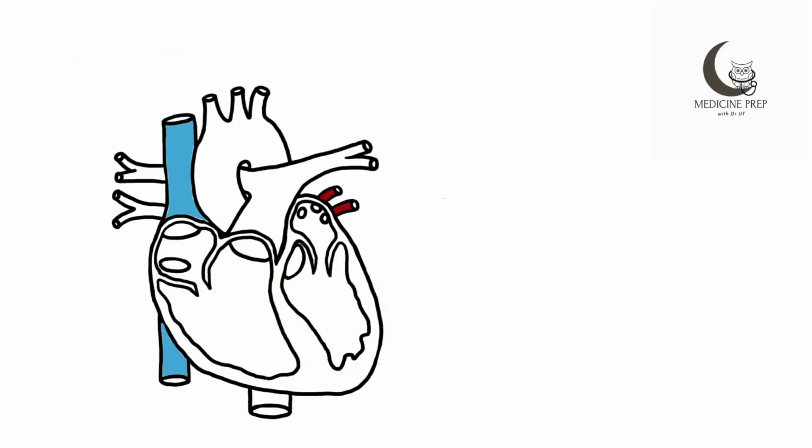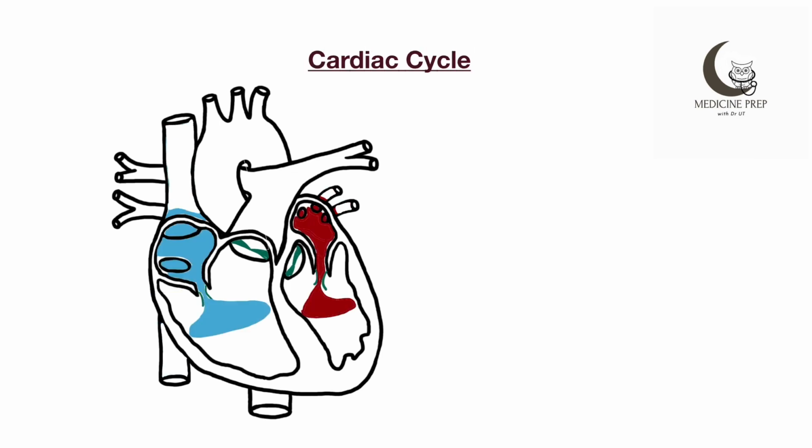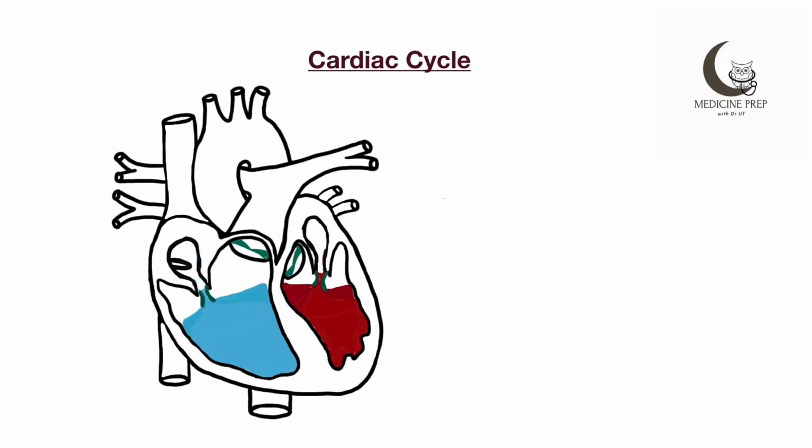Now, the moment your AV valves open, we once again reach the phase where we started, that of atrial and ventricular diastole. Now, this is what the complete cardiac cycle looks like. Have a look at this animation.